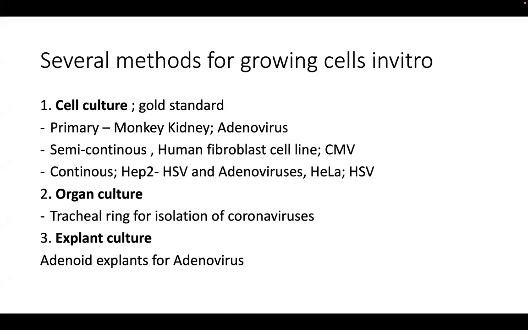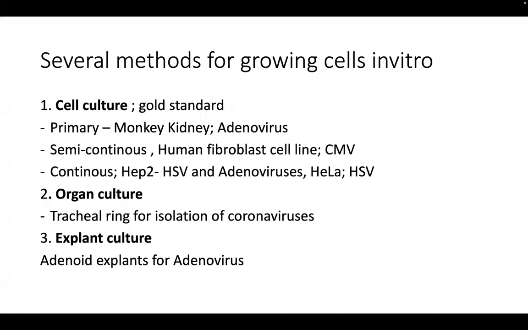These two methods are nowadays obsolete. People never use organ culture and explant culture nowadays. So the gold standard nowadays is the cell culture. And there are three different kinds of cell lines.